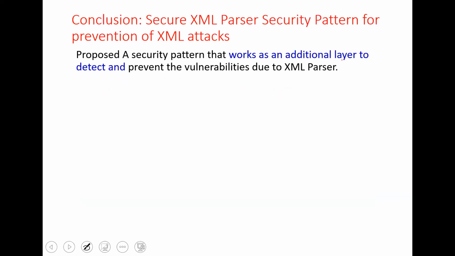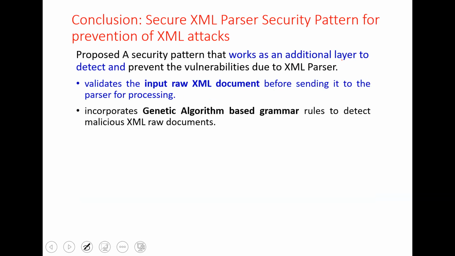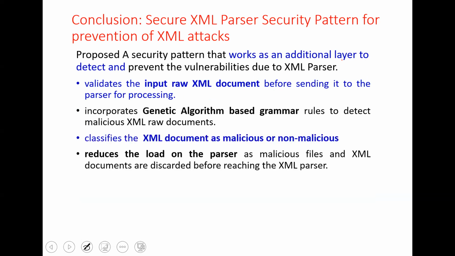As a conclusion, the proposed secure XML pattern works as an additional layer to detect as well as prevent vulnerabilities due to the XML parser. It validates the raw input XML document before sending it to the parser for processing. It has been incorporated with genetic algorithm based grammar rules so that it can detect changing attack patterns and classify the document as malicious or non-malicious.